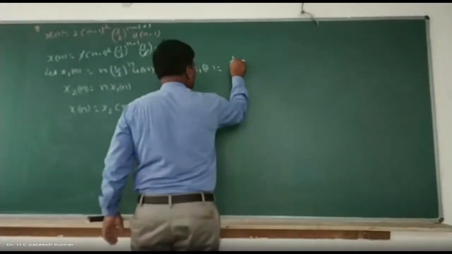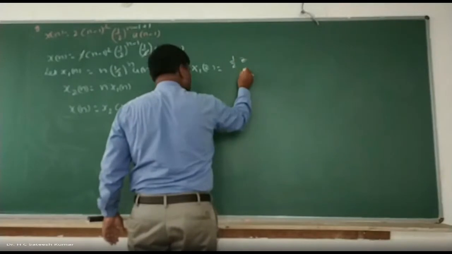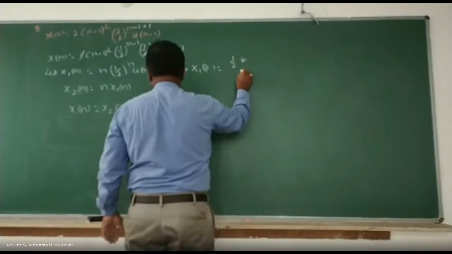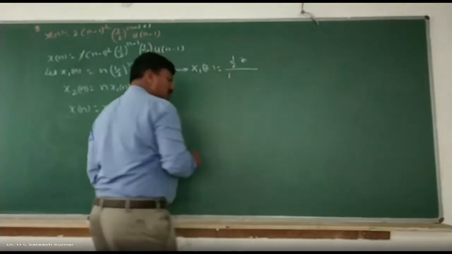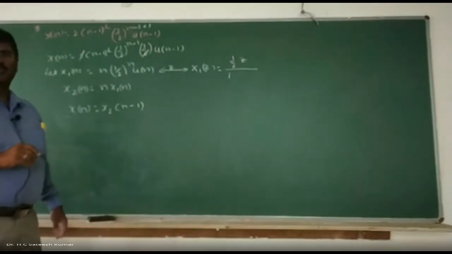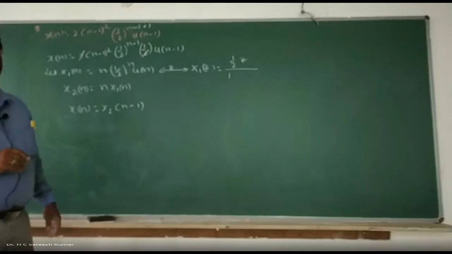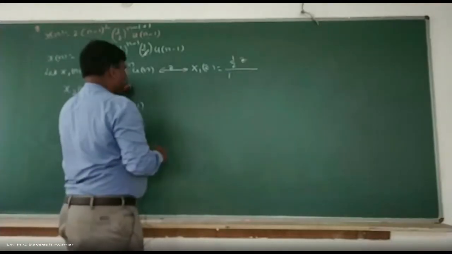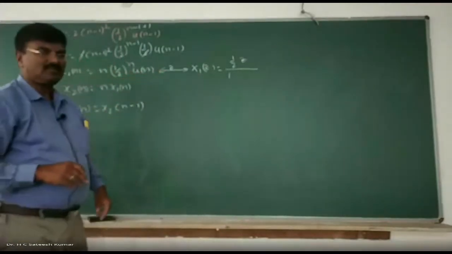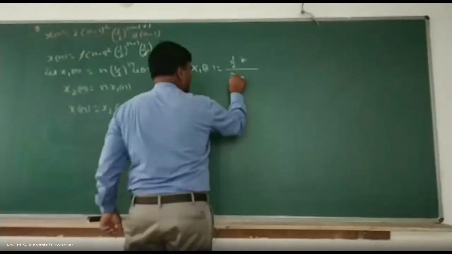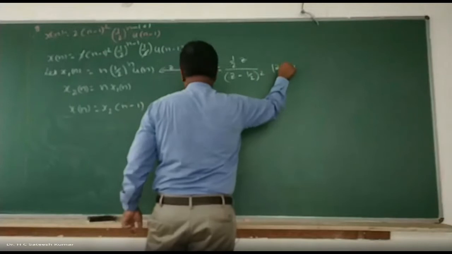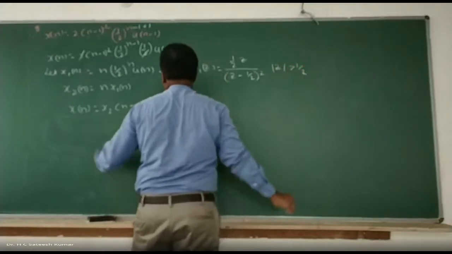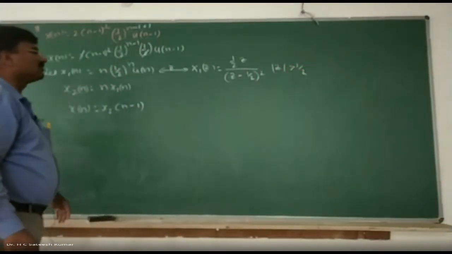az divided by z minus a whole square. With a equal to half, x1 of z is half z divided by z minus half whole square, with ROC mod z greater than half. Anyhow, since n is there, it is greater than only.